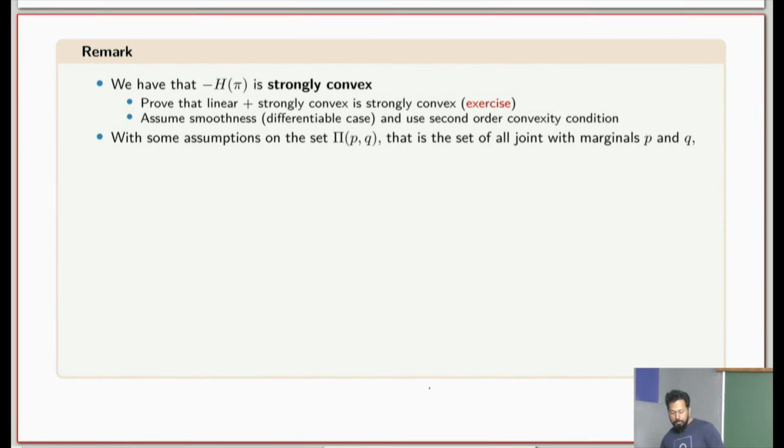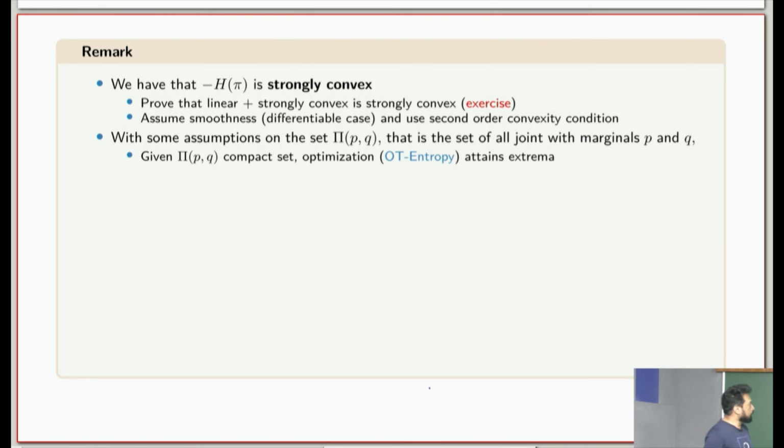Now, with some assumptions on the set pi pq, and that is the set of all joints. Another thing is the existence of a solution, right? So basically we are looking for solutions from this space. We are looking for small pi, which is coming from this bigger pi, which is the space of joint distributions with marginals p and q. So we are looking for one of the optimal pi from here, and then the question is, does there exist such a pi?